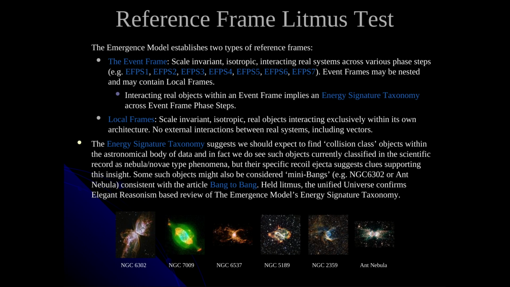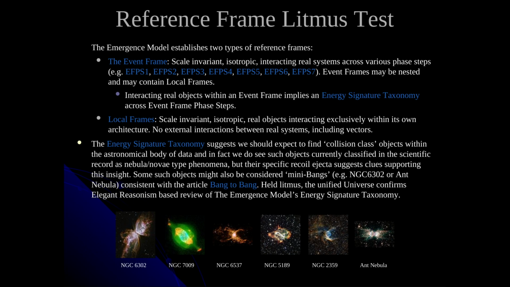And relative to performing a litmus test, we then need to say, okay, well, let's take the bang to bang article, for example, and say, okay, if severance is a valid concept, and the bang to bang conclusions are correct, then we should be able to look at the astronomical data and database, and we should see examples of that. And the question then becomes, well, do we see those examples? And the answer is absolutely we do. And here are 6 at the bottom of the screen that are potential candidate examples for what we might call collision class objects within the astronomical data set.